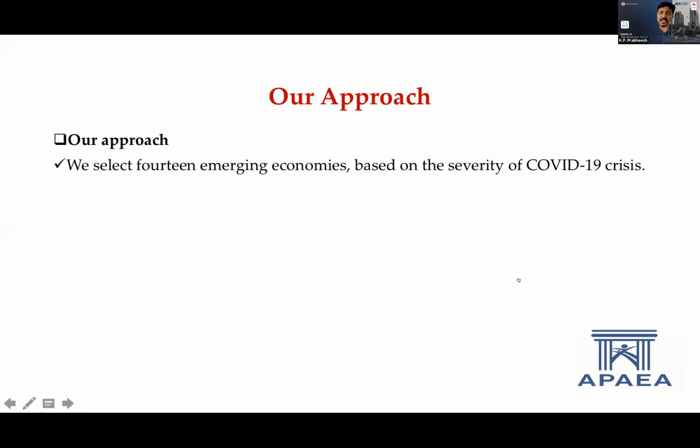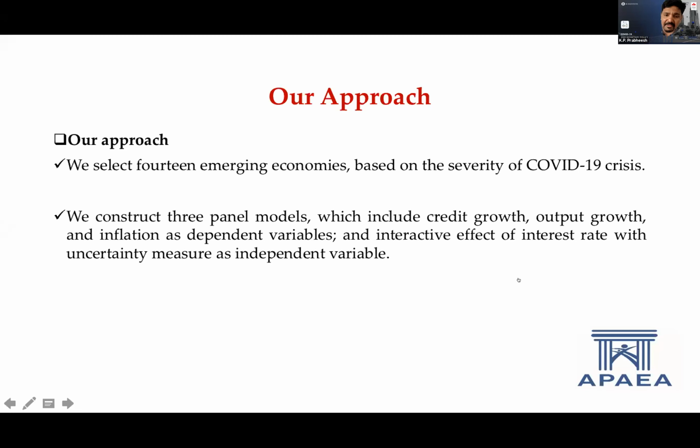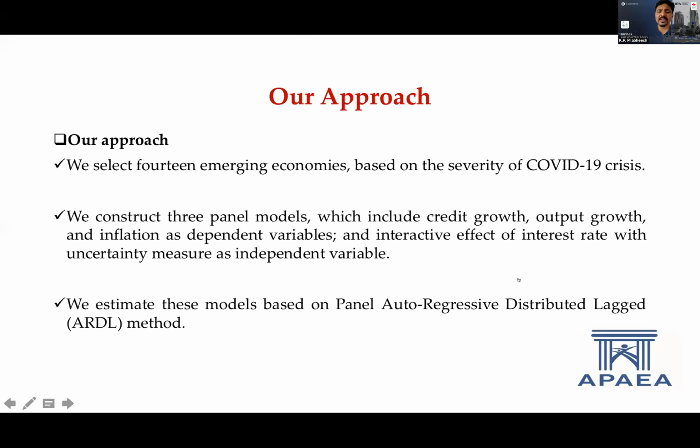Our approach is this: we select 14 emerging economies based on the severity of the COVID-19 crisis. Then we estimate three panel models, which include credit growth, output growth, and inflation as dependent variables, with an interactive effect of interest rate with uncertainty measures as an independent variable. We estimate this model using the panel ARDL method. This is the empirical model we are trying to estimate, and there are three models in this paper.